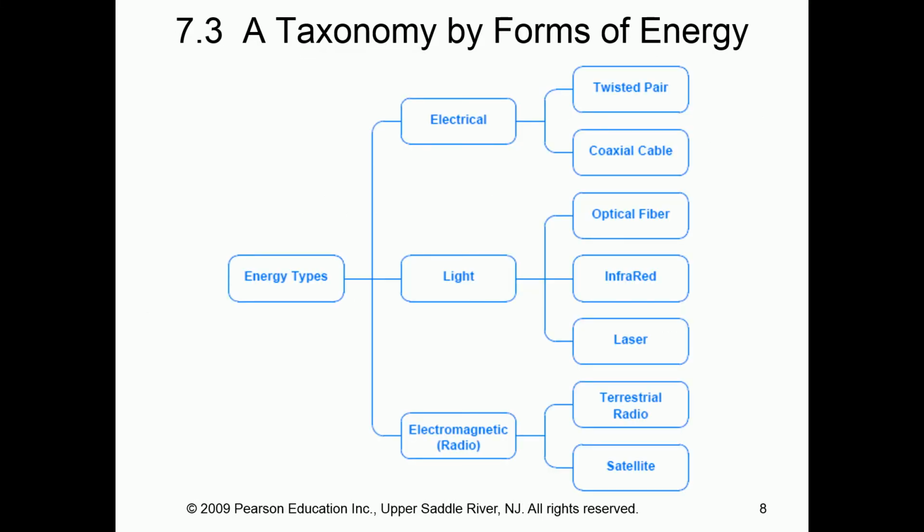So here is a very basic breakdown of our types of communications or transmission medias. Here we're breaking them down from energy types: electrical, light, electromagnetic. Underneath electrical, twisted pair, coax. You'll notice those are copper-based. Underneath our light, that would be our optics, our fiber optic, our infrared, our laser. Lastly, electromagnetic. That's going to be our radio or wireless.